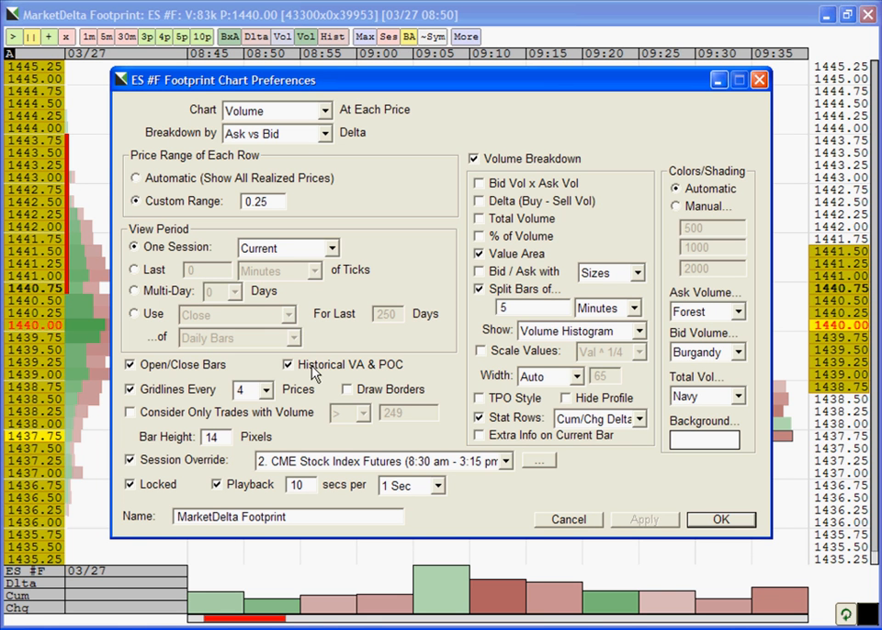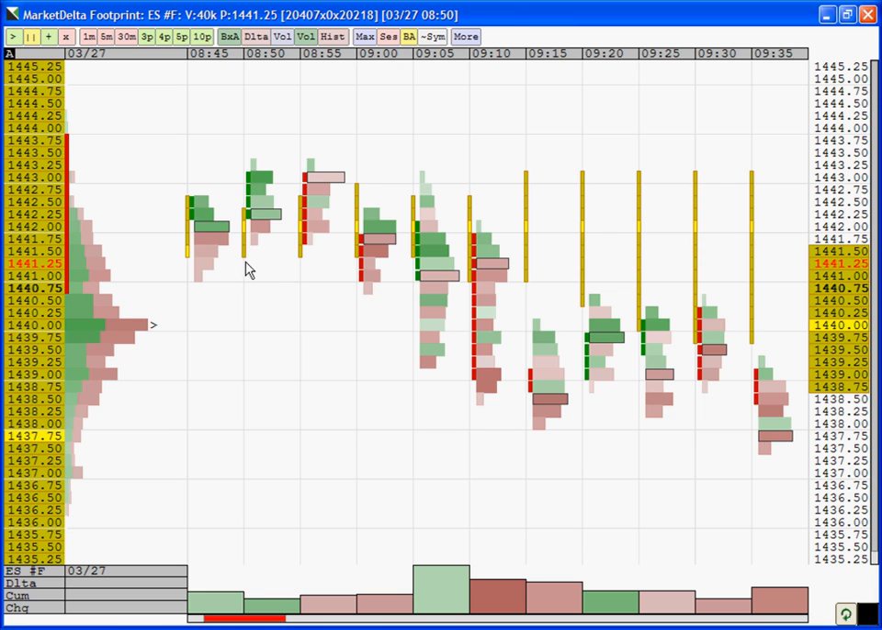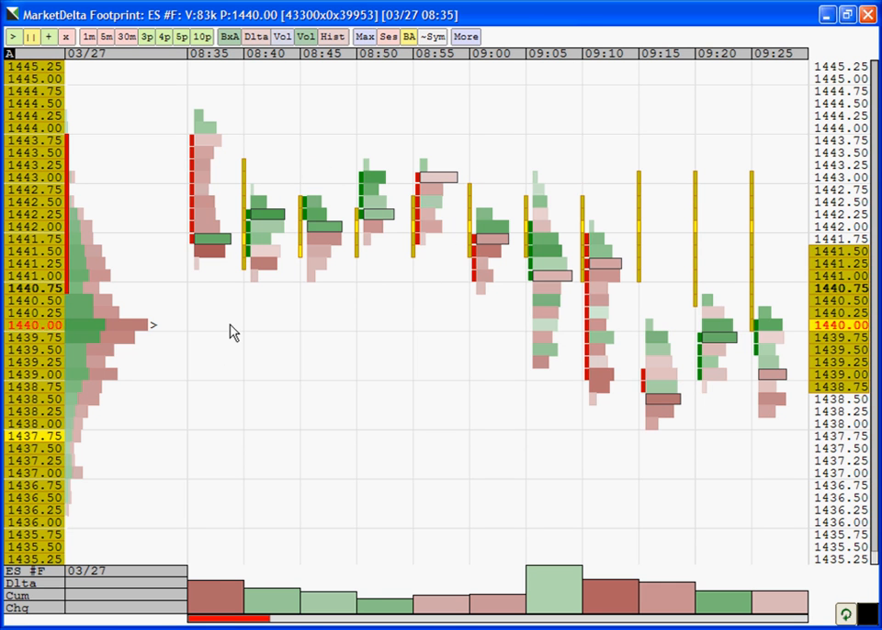I'm going to double click the chart right here. If we click this, just check historical value area in POC and click OK. What this is, it's showing you the value area and how it developed through the day. So at this 5-minute period, this was the value area. At the end of this 5-minute period, the value area had compressed, and this is where it was. And the POC at the time was right here.